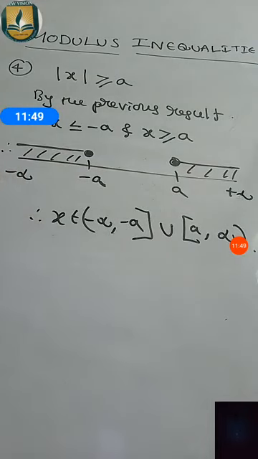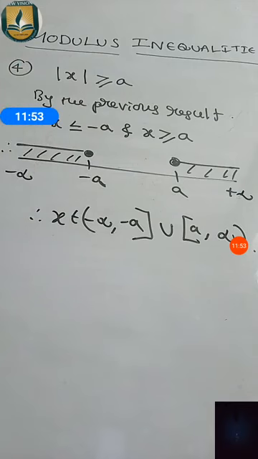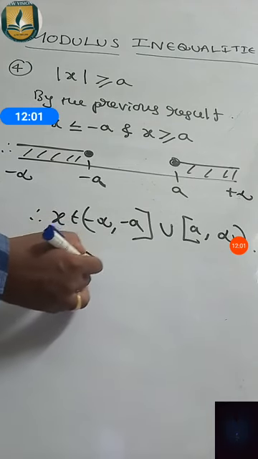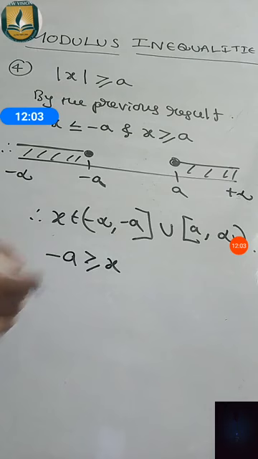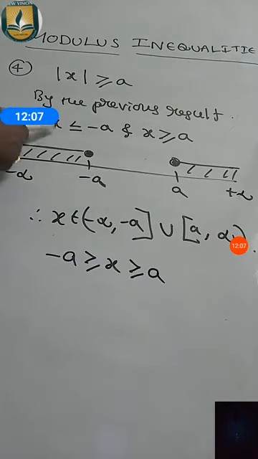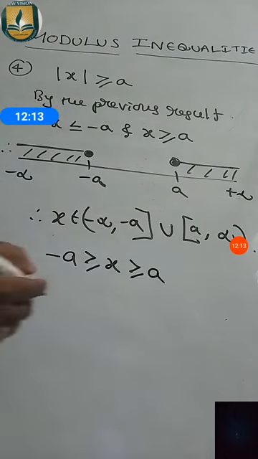And also, my dear students, both of these solutions combined we can write as: x less than or equal to minus a, which means minus a greater than or equal to x, and x greater than or equal to a. Combined, we can write it like this also: minus a greater than or equal to x and x greater than or equal to a.